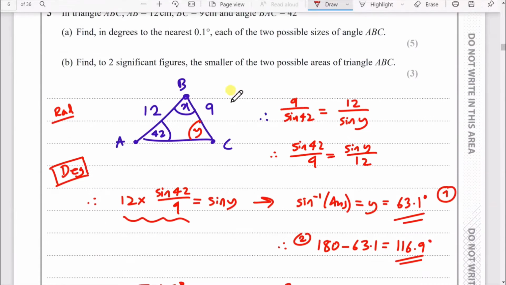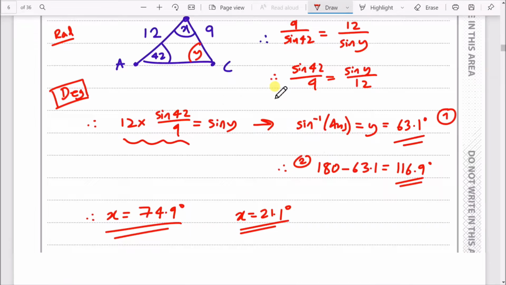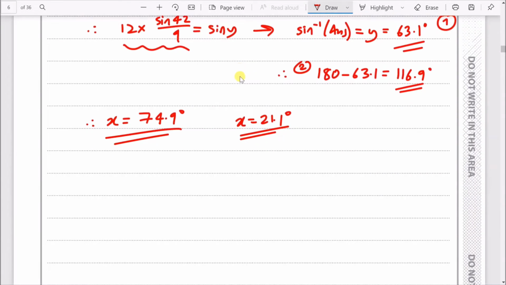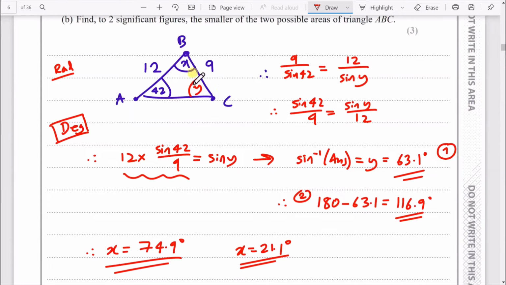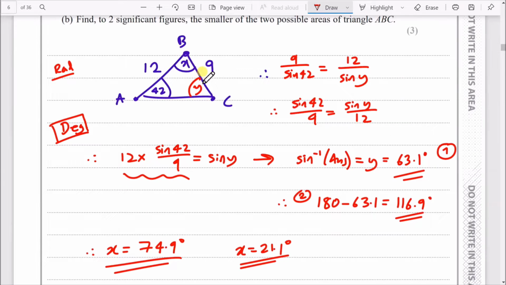Now for the last part, part B, it says find to 2 significant figures the smaller of the 2 possible areas of triangle ABC. Again, to do that, you just use an area of a triangle formula. Because your triangle isn't a right angle and you don't know if this is a base or not, we should use the other area formula, which is half ab sine C. We just need to pick two lengths with the angle between them.